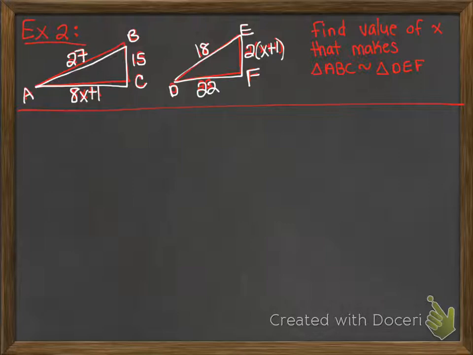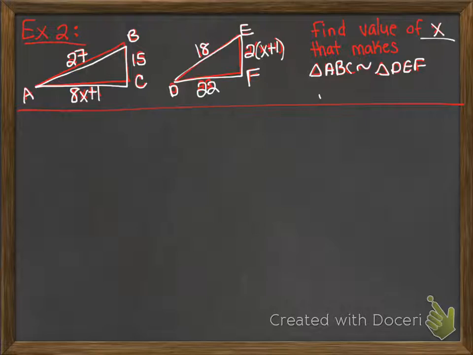Alright. So those are my triangles. Here this says triangle ABC is similar to triangle DEF, and we want to find x. Does that make it better? Alright, do we have this down?